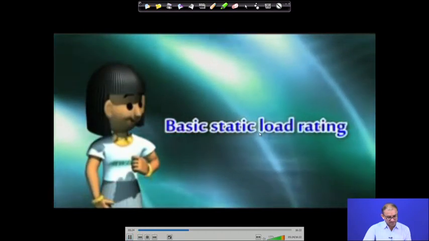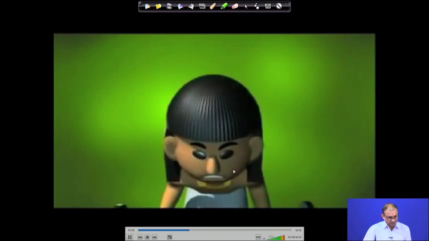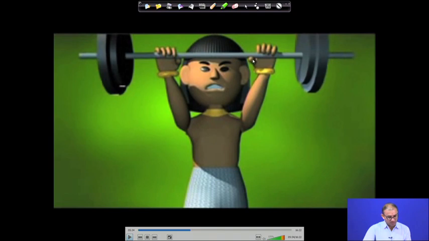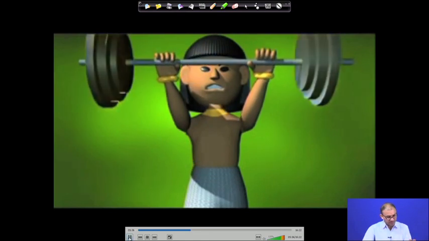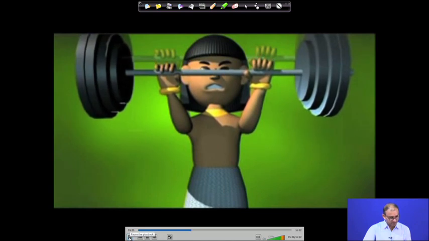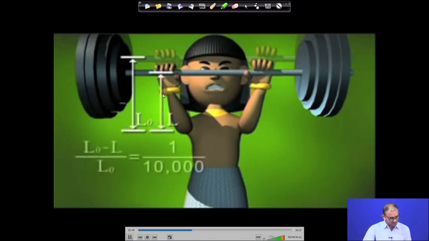So, first thing is the basic static load rating. What is that basic static load carrying? Suppose a liftman is lifting one particular load, and this is the initial position. Now if you are adding more and more load on this, what is going to happen? Your hand will be going down and down. So, this is the next position when you are adding more and more weight. This is the initial position, and if you are adding load continuously, your next position will be this one.